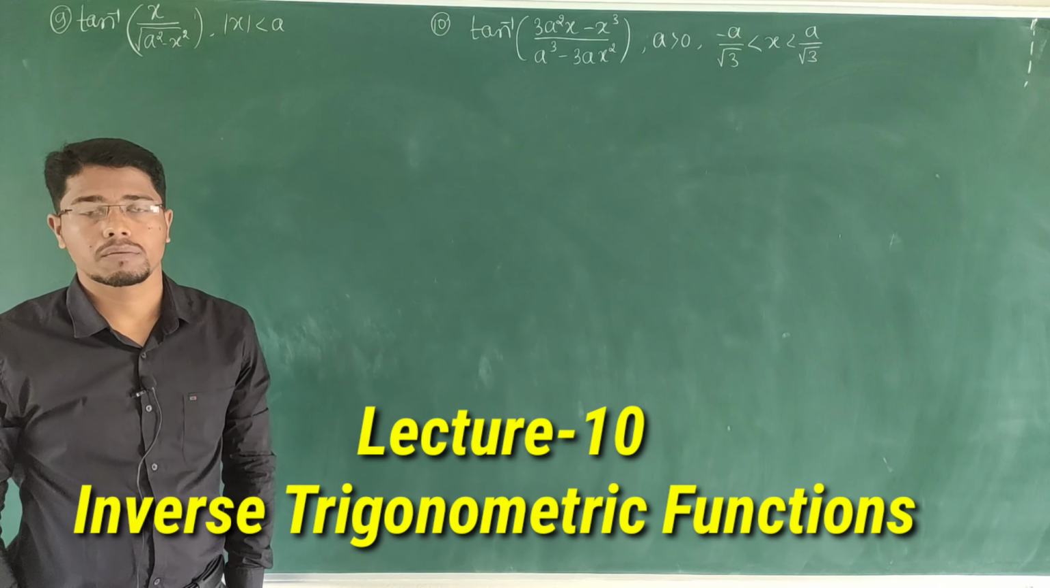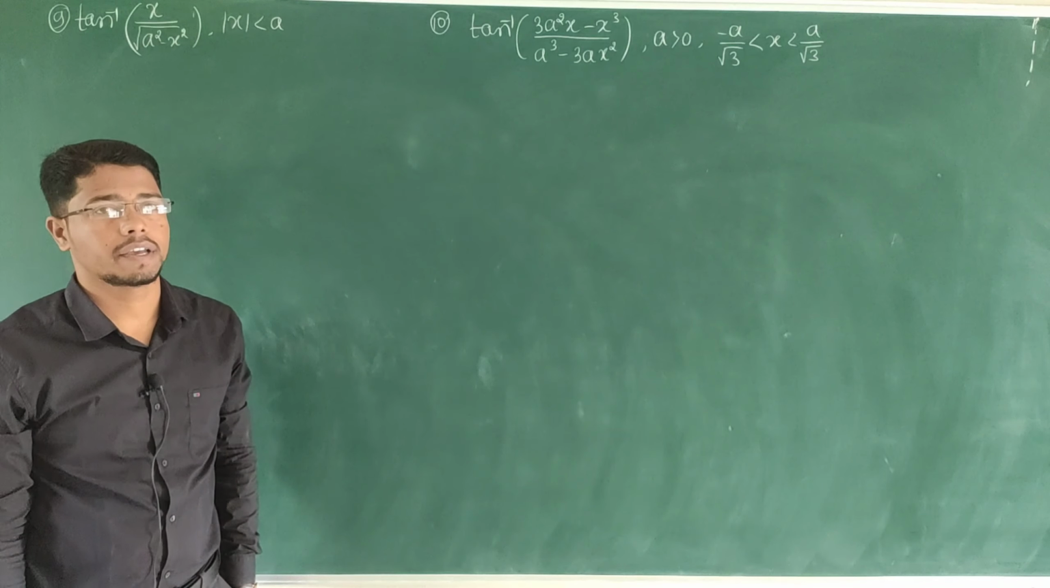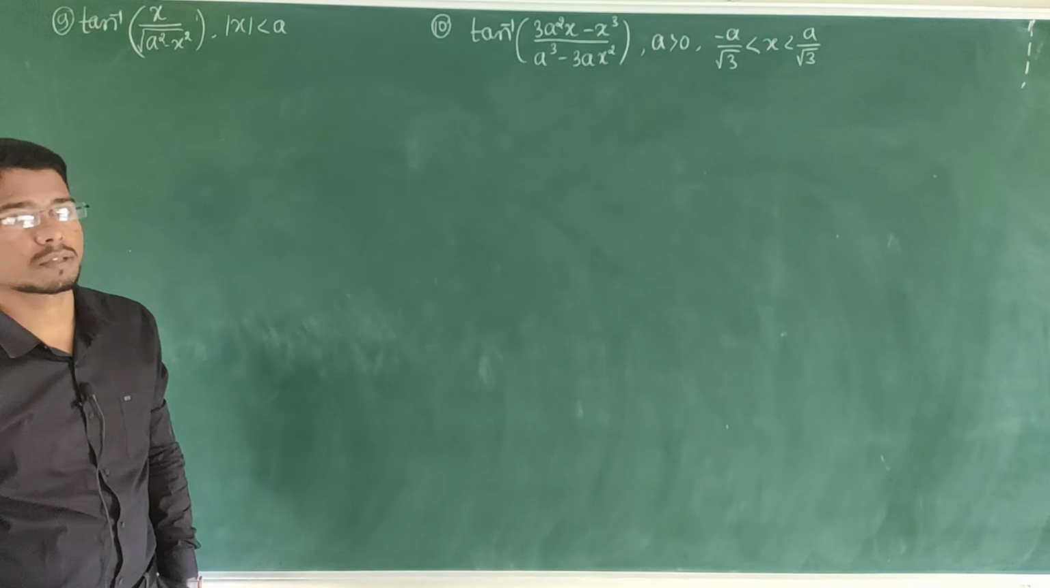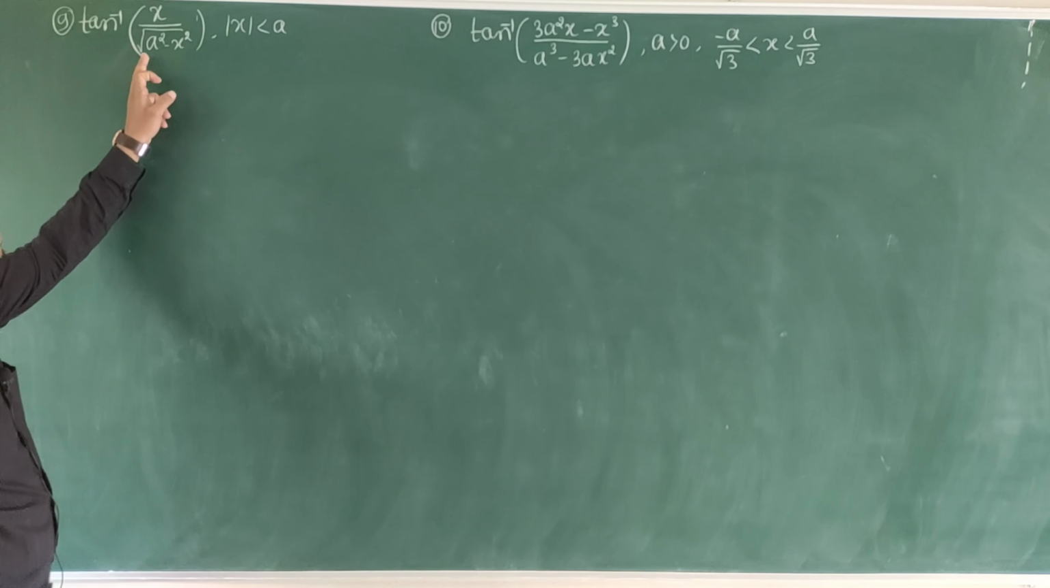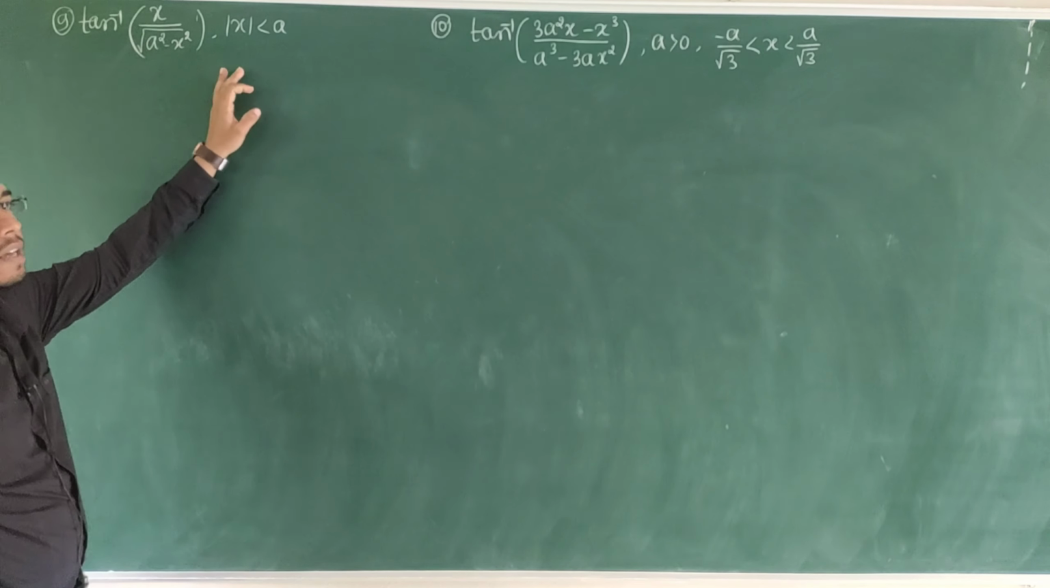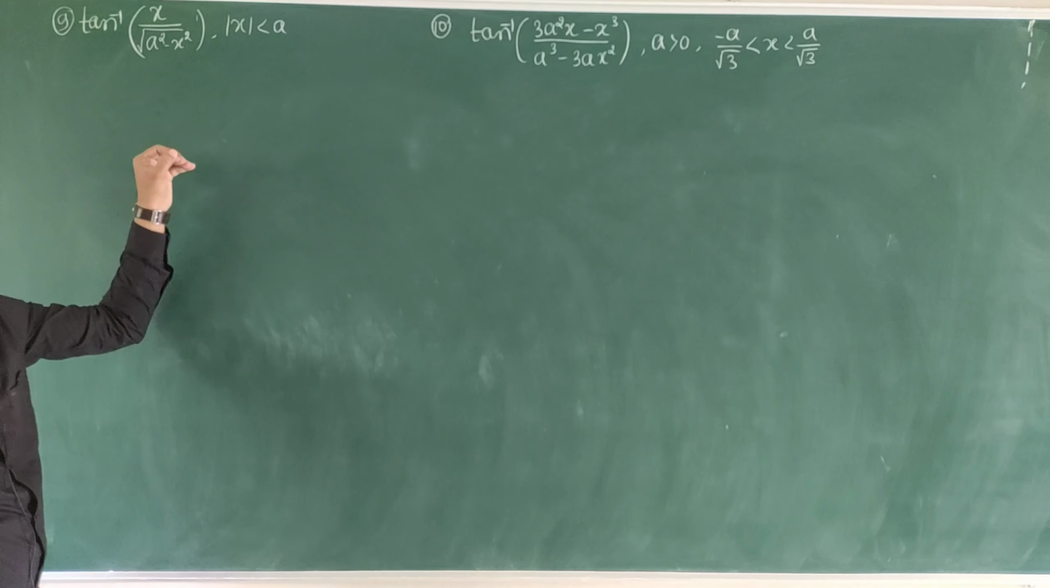Let us continue the problems of exercise 2.2. In the last class I completed 8 problems. See the next problem, the 9th one: tan inverse of x divided by square root of a square minus x square, where mod x is less than a. We have to write this problem in the simplest form.